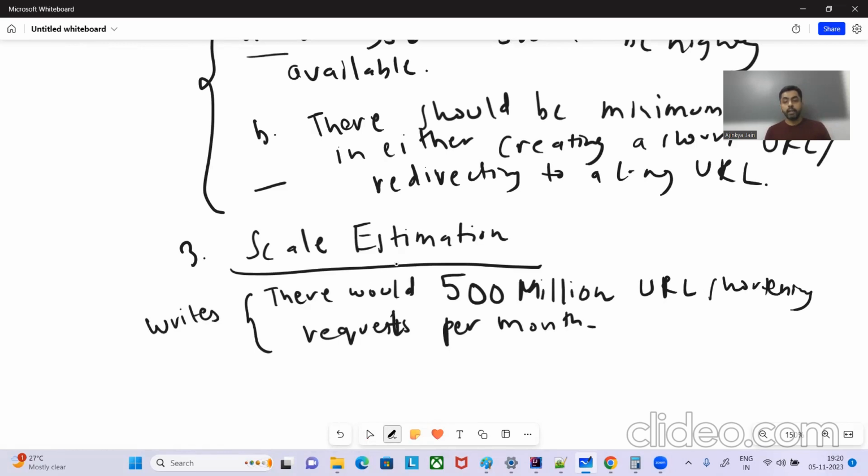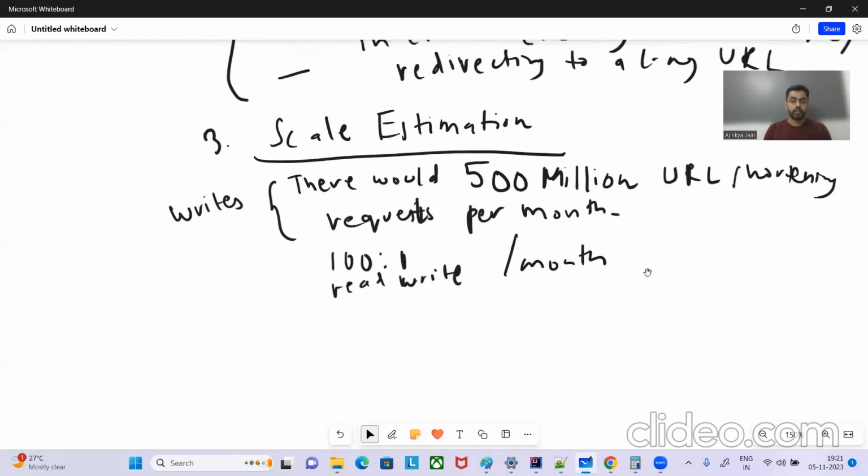And for the reads, let's say the interviewer says there would be a 100:1 read to write ratio per month. So if there are 500 million requests per month.